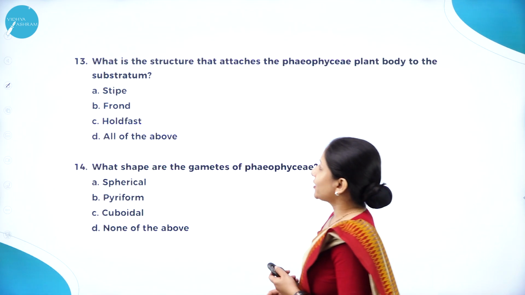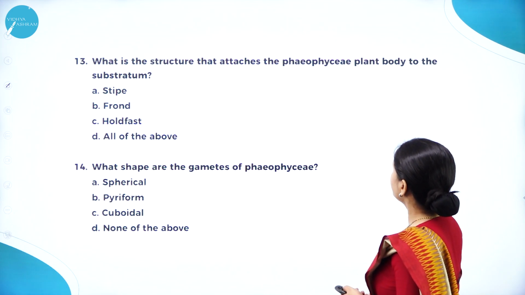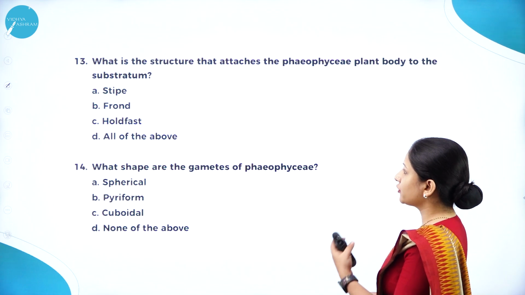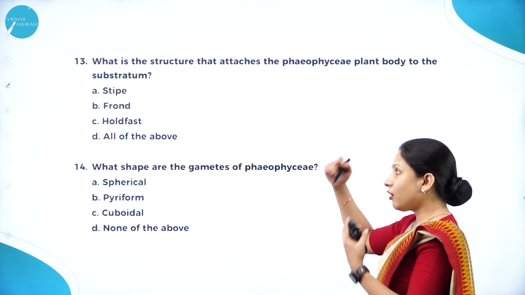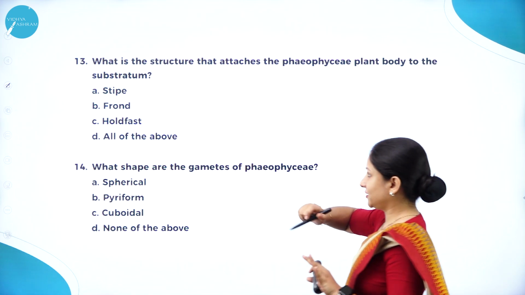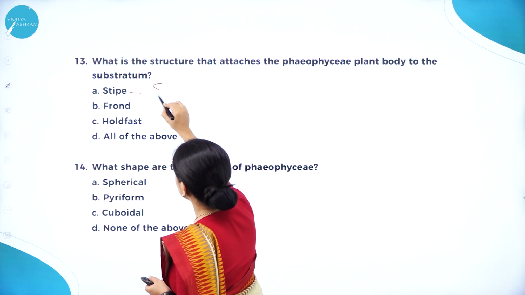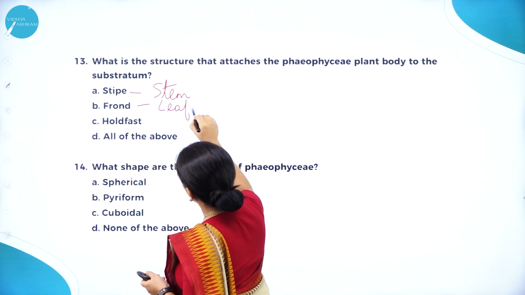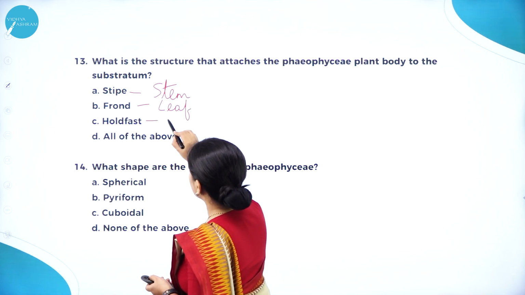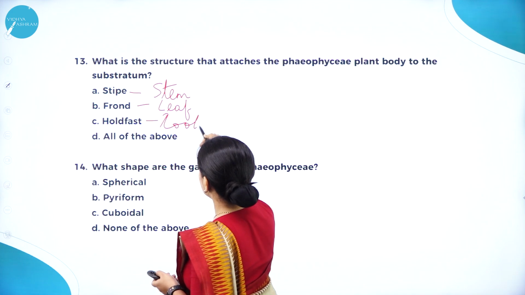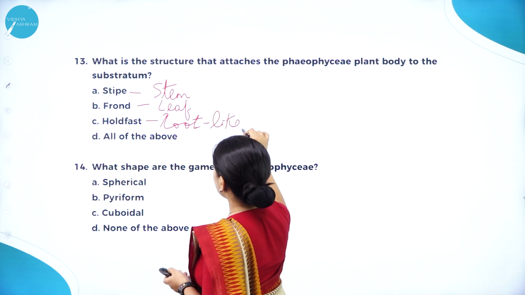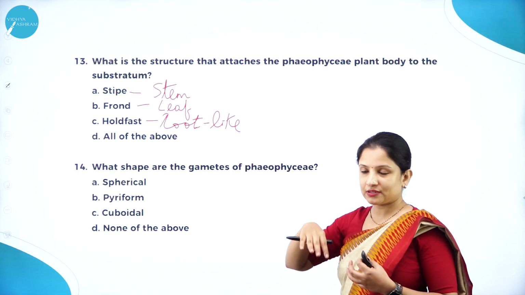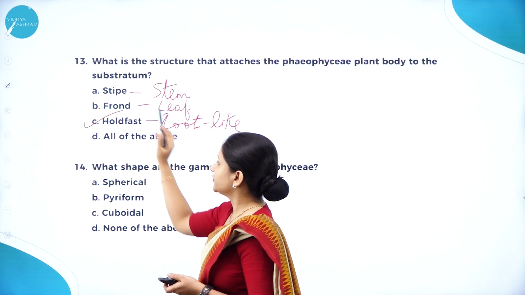Next question. What is the structure that attaches the Phaeophyceae plant body to the substratum? Is it stripe, frond, holdfast, all of the above? All of the above belongs to Phaeophyceae itself, wherein the stripe is the stem, the frond is the leaf. Holdfast is a root-like structure that actually helps the plant, that is Phaeophyceae member, to attach itself to the substratum. So the right answer here is option C.